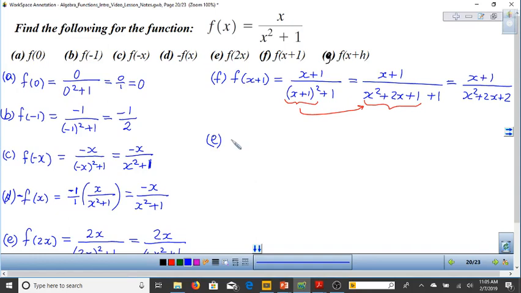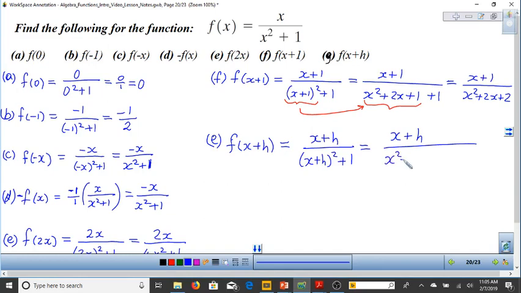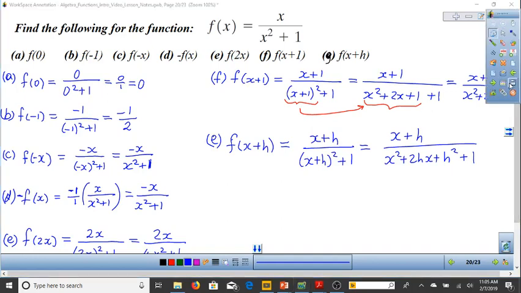So part G is f of x plus h. All I do is replace all my x's with x plus h. So where I see x, I'll put x plus h. And in this case, in the denominator, I'll put x plus h in parentheses. When I square x plus h, I get x squared plus 2hx plus h squared. And then of course I'm just going to add the 1. And since there's no like terms, we just leave it like that. So that would be the answer to that expression right there.